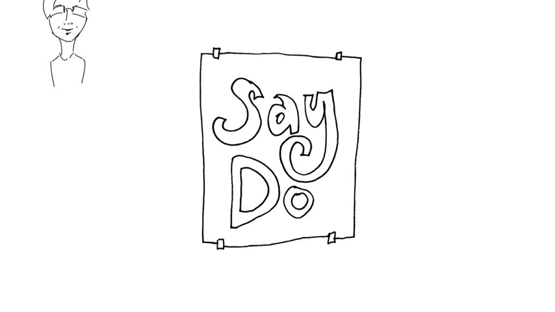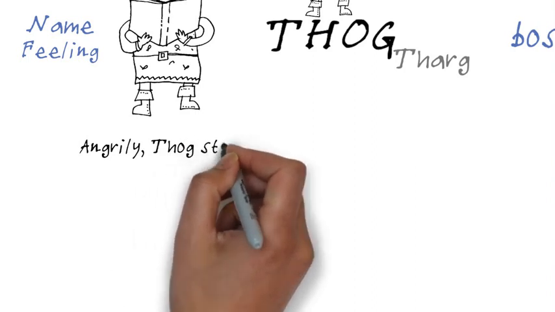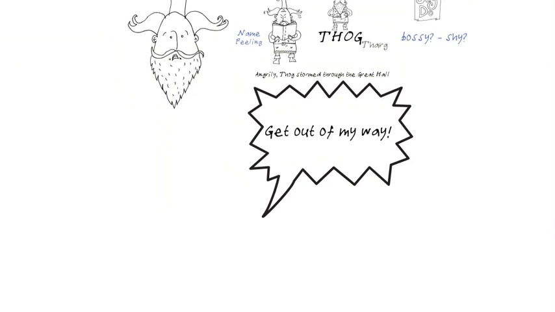Let's say Thog is feeling very angry. We might have a sentence which says, "Angrily, Thog stormed through the great hall. 'Get out of my way,' he snarled." Okay, we've said angrily up front, but all the powerful verbs there, stormed, snarled, are suggesting that we're dealing with somebody who is really, really cross.